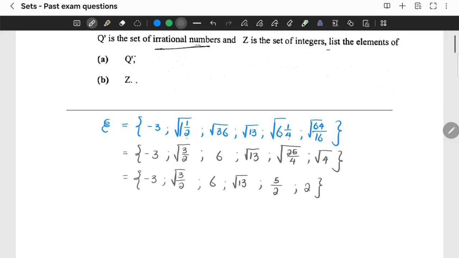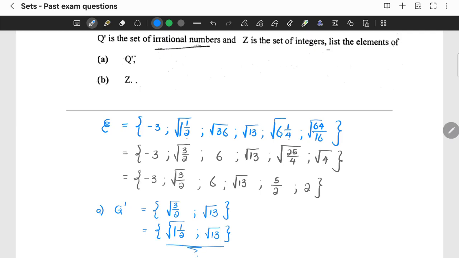So now we look at our question A, which means if Q complement is a set of irrational numbers, we have to remember that irrational numbers are numbers which cannot be expressed as a fraction of integers, right? For example, we have square root of 3/2, right? And square root of 13. Or if you want to write it as it was before, that's square root of 1.5 and square root of 13. So that'll be the answer.